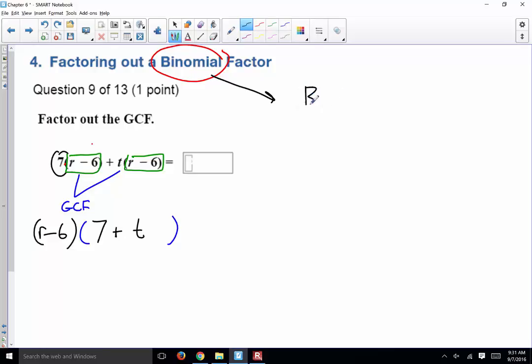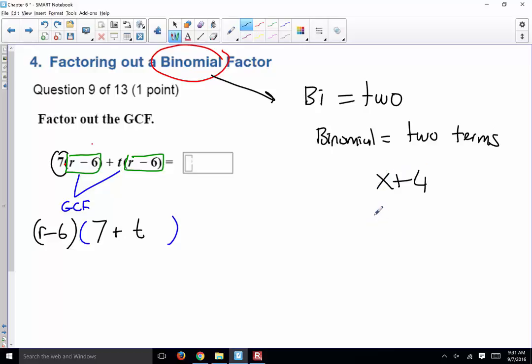Bi means like bi-weekly. That means two. So you expect two items. Binomials, in a loose definition, means two-term expressions. Two-term expressions such as x plus 4 is a binomial. R minus 6 is a binomial. 5x plus 10 is a binomial.